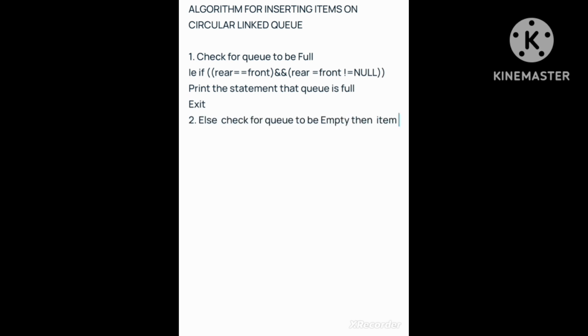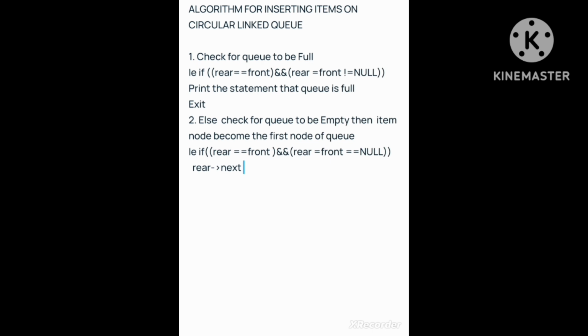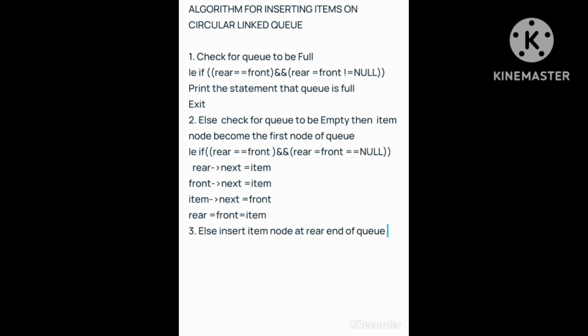Else, we will check for the queue to be empty. So our node will become the first node of the queue and we will point the rear and front pointer to the item node, and we will link the rear pointer to the front pointer to form the circular queue.